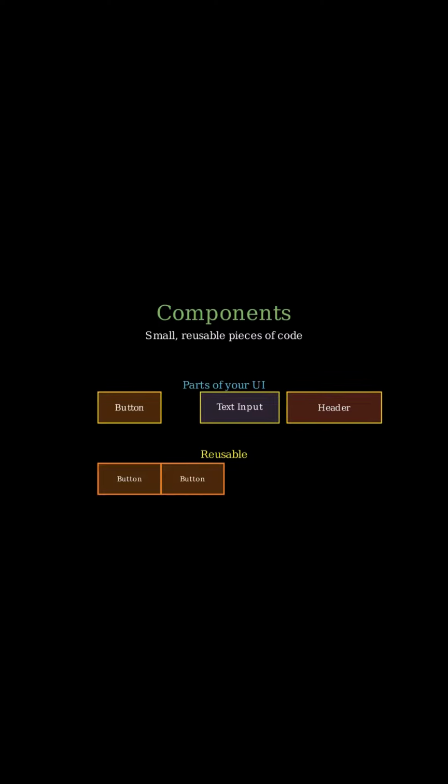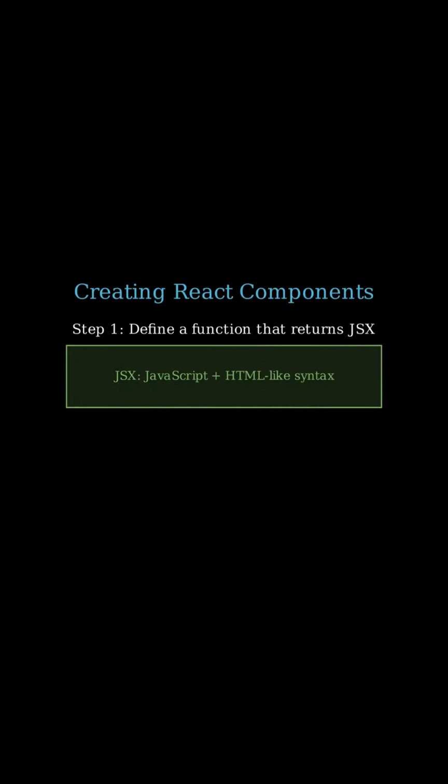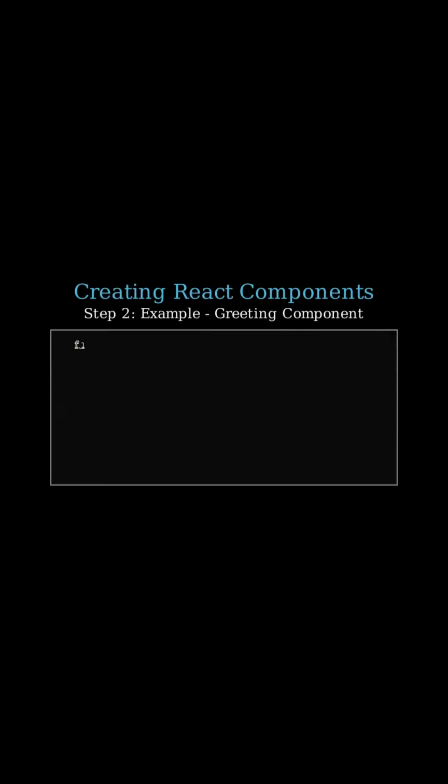a text input. To create a component in React, you define a function that returns JSX, which is a syntax extension for JavaScript that allows you to write HTML-like code in your JavaScript files. For example, if you want to create a simple component that displays a greeting, you would write a function that returns JSX, like div, containing the text "Hello World."